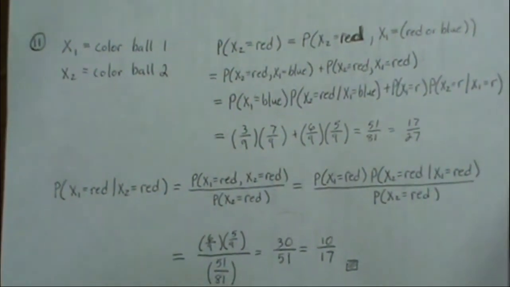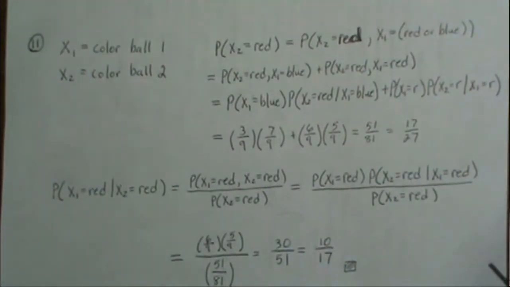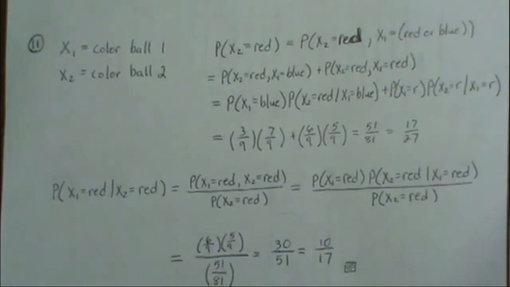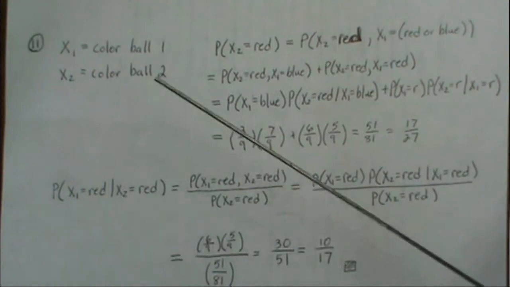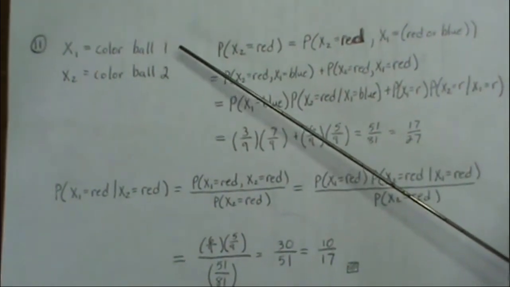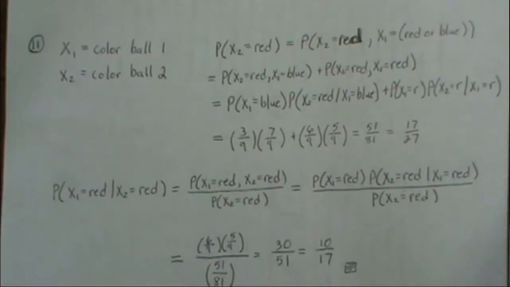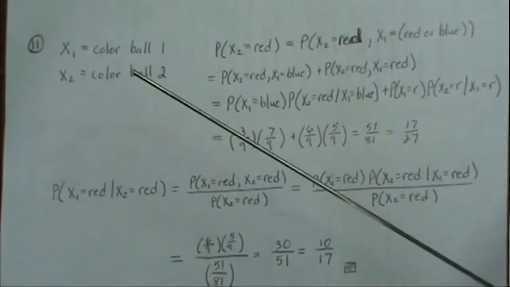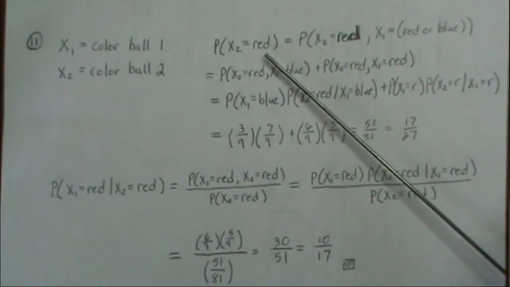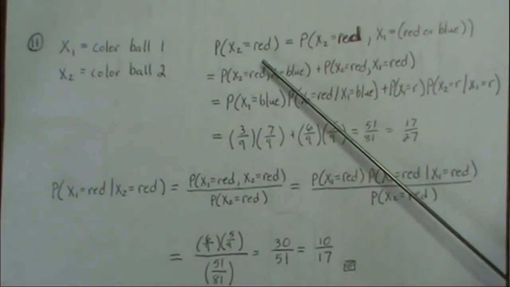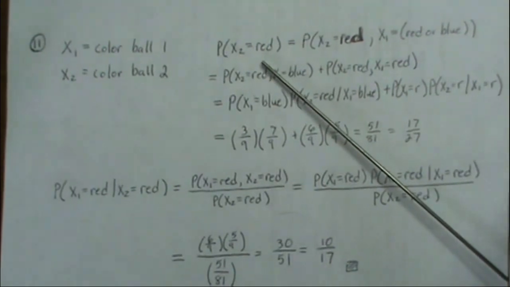Problem number 11: a ball is selected at random and then is replaced by a ball of the other color. Then the second ball is chosen. What's the conditional probability that the first ball selected is red, given that the second ball was red? Okay, so if we let x1 be the color of the first ball that's drawn, and then x2 be the color of the second ball that is drawn, then let's find this probability first. The probability that the second one is red.